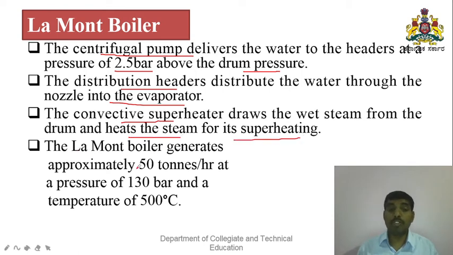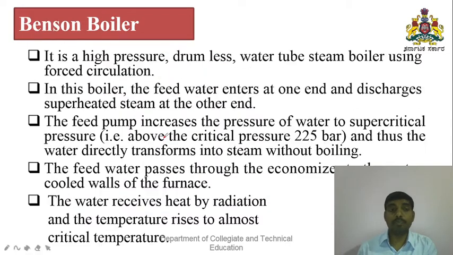The Lamont boiler generates approximately 50 tons per hour of steam at a pressure of 130 bar and a temperature of 500 degrees centigrade. So this is a high pressure boiler, operating at approximately 50 tons per hour, a pressure of 130 bar and a temperature of 500 degrees centigrade.